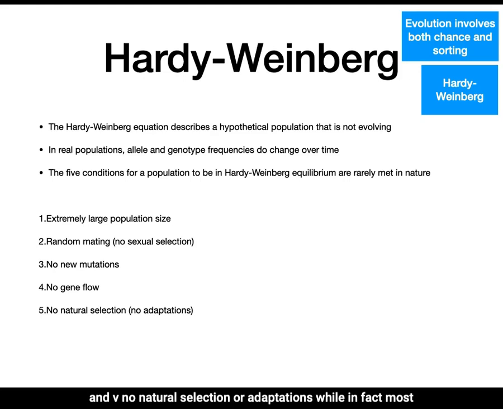While in fact, most of these points are not met in nature, Hardy-Weinberg gives us an important tool. If a system is not evolving, the allele frequencies will stay the same generation after generation. If we see that instead they're changing over time, then we know that the population is indeed evolving, and we can measure this mathematically with Hardy-Weinberg.